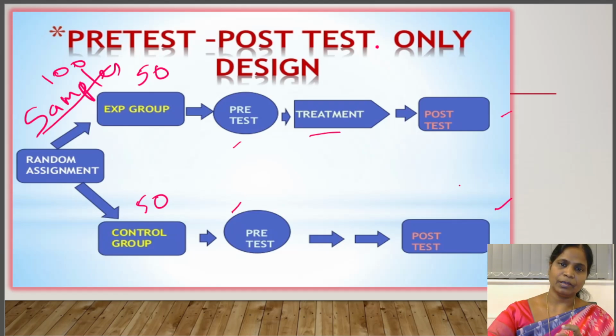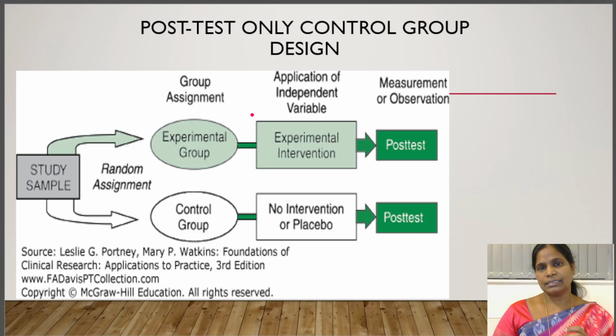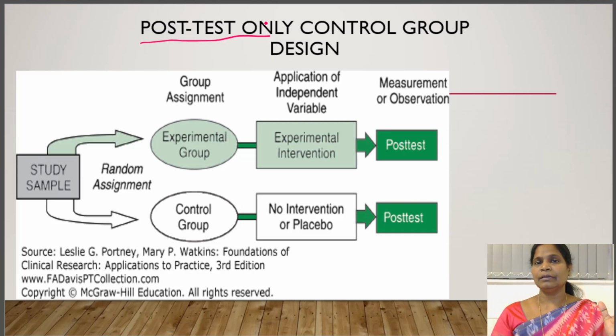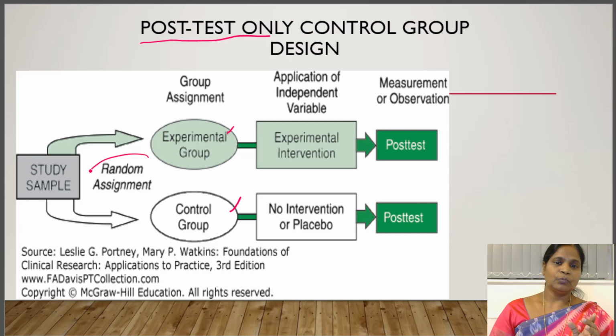Next, coming to another design, the post-test only control group design. Post-test only, this word itself tells us what is not here. The pre-test is not there. There are two groups here, an experimental group and a control group, but the pre-test is not there. And the study sample is selected on what basis? Randomization, random assignment, because these are experimental studies.